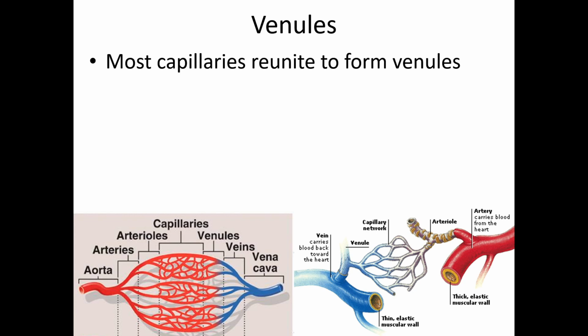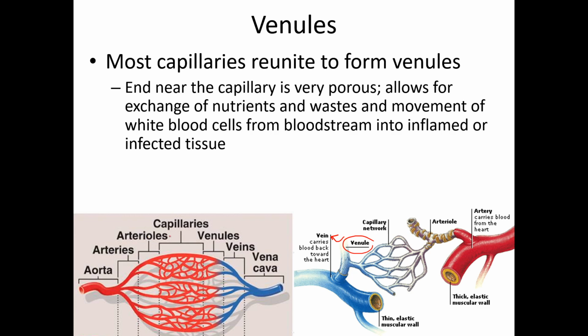So ACV: arteries, capillaries, veins. Well, first, venules, essentially these small veins, are going to be collecting blood from the capillaries and bringing it back into the veins. So capillaries, in most cases, are going to reform into these venules.